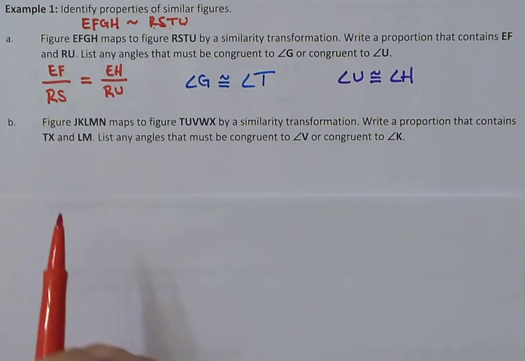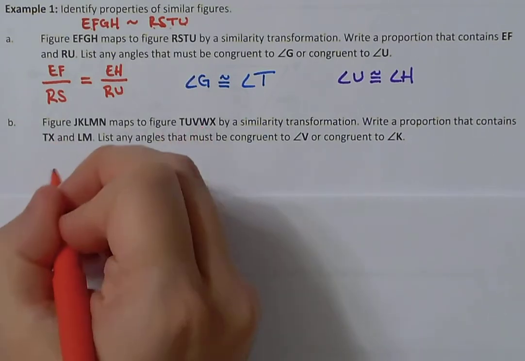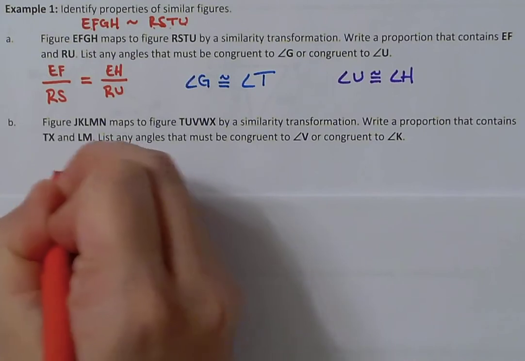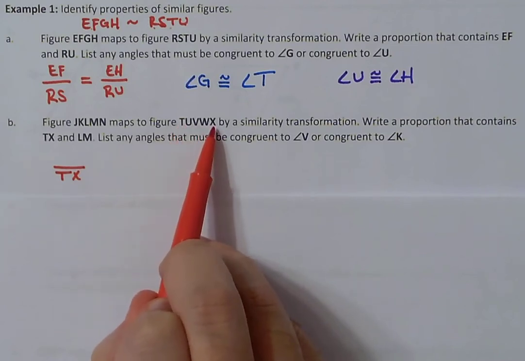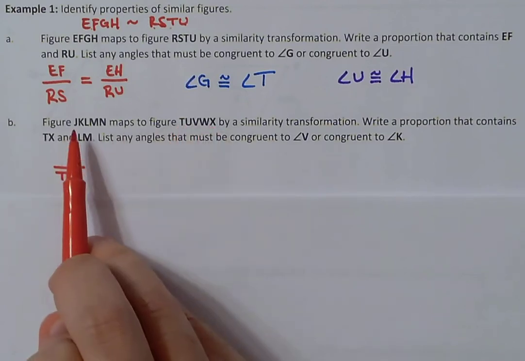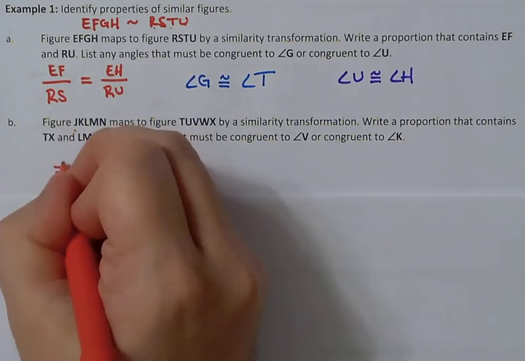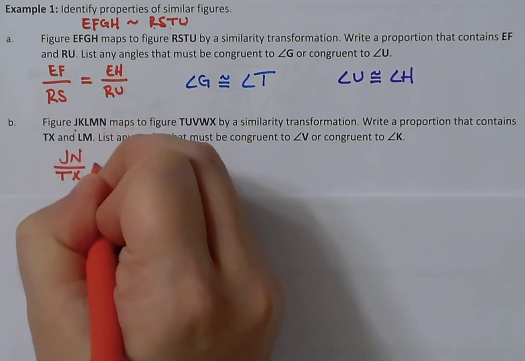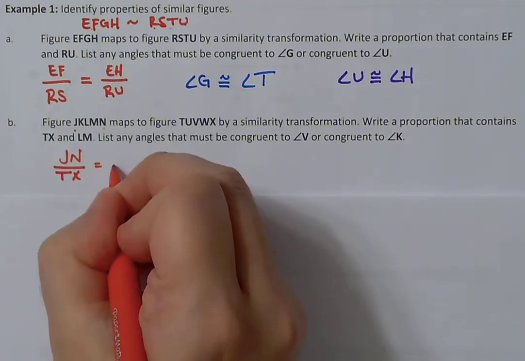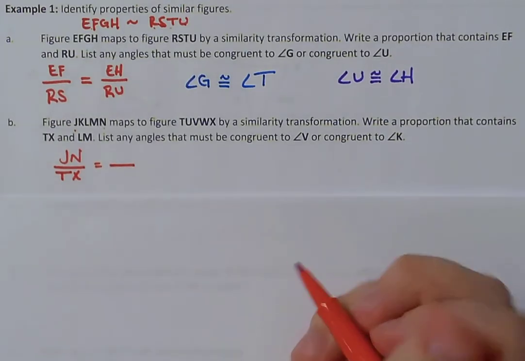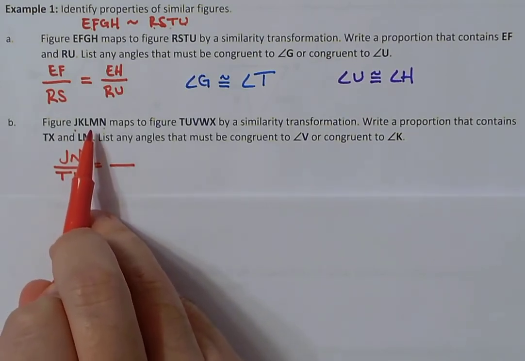So let's start with TX. Now, TX is going to come from the second statement. So that means it's going to go on the bottom of this first fraction. TX is the first and last letters of this statement. So the first and last letters of the first statement are J and N. And if we're setting up a proportion, it's going to be a fraction equals a fraction. So we have JN over TX equals LM, which is going to come from this statement right here.